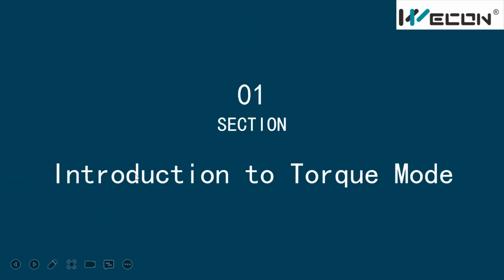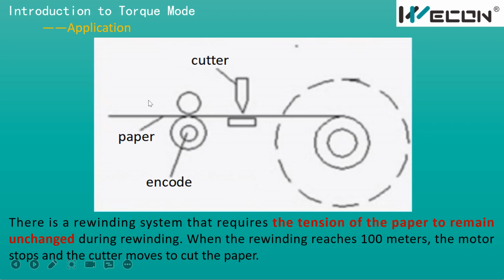Section 1. Introduction to torque mode. Here we have a simple application. It is a rewinding system that requires the tension of the paper to remain unchanged during rewinding. When the rewinding reaches 100 meters, the motor will stop, and the cutter will move to cut the paper.